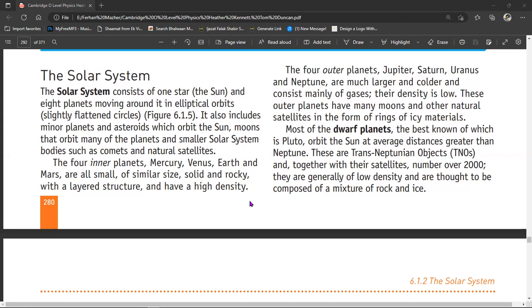Most of the dwarf planets, the best known of which is Pluto, orbit the sun at average distances greater than Neptune. These are trans-Neptunian objects, or TNOs, and together with their satellites, number over 2,000. They are generally of low density and are thought to be composed of a mixture of rock and ice.